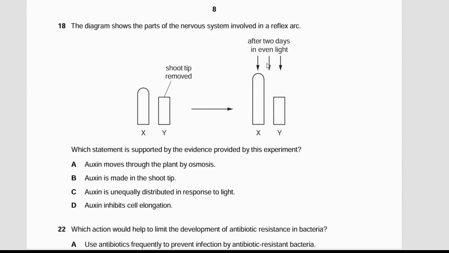Which statement is supported by the evidence provided by the experiment? X grows in size, but Y remains the same. And you have removed the shoot tip. So the tip has to do something with the answer. Exactly. So it means that the growth hormone is present in the shoot tip. So when the tip is cut, there won't be any growth.